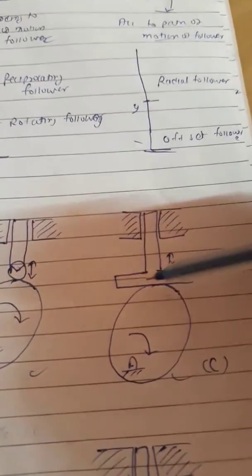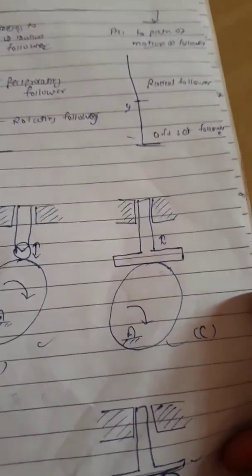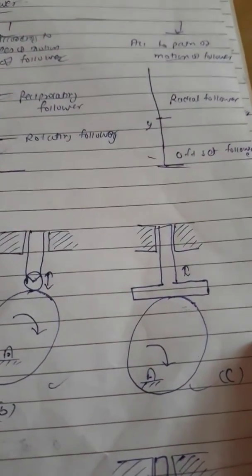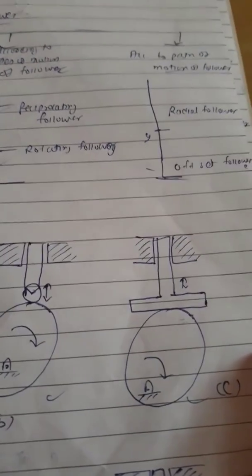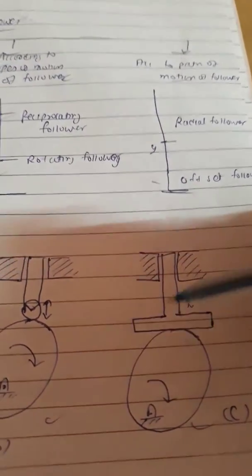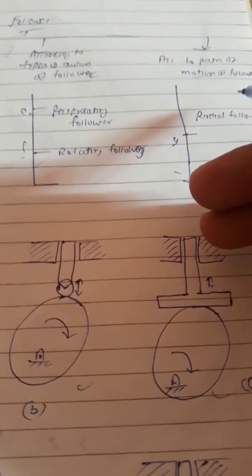Then we designed the flat faced follower, where the follower has a flat surface, so we can reduce the sliding and wear. Here the only problem is the thrust made by this follower mechanism. For this problem we have to design the next one.